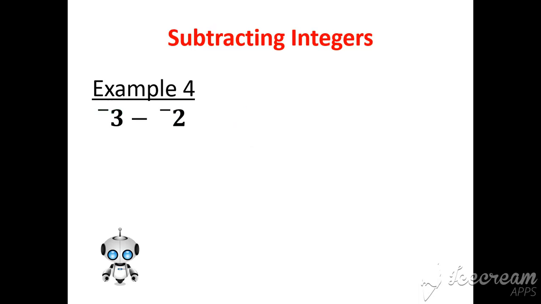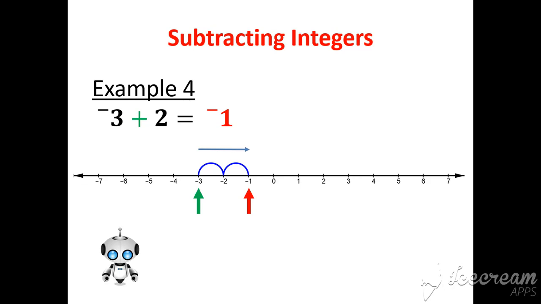So again, what's going on here? This subtract and negative just needs to be replaced with a plus or a positive. A plus, I mean. So we need to rewrite this as -3 plus 2, and the answer is -1. So we start at -3, and when we plus 2, we move to the right 2 squares to get to -1.